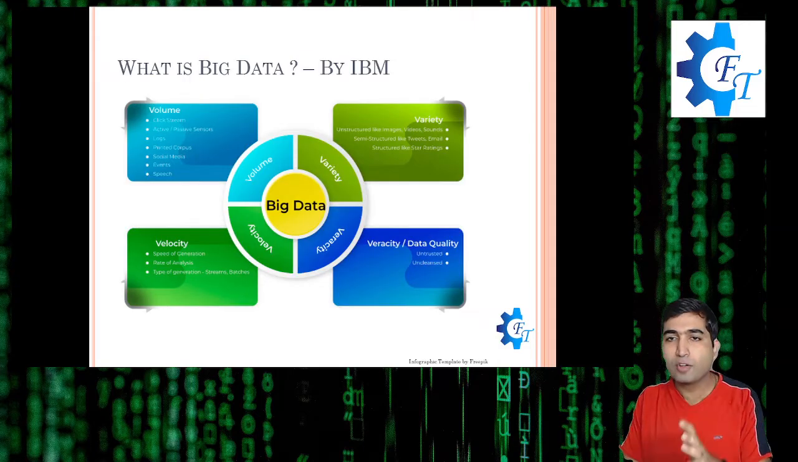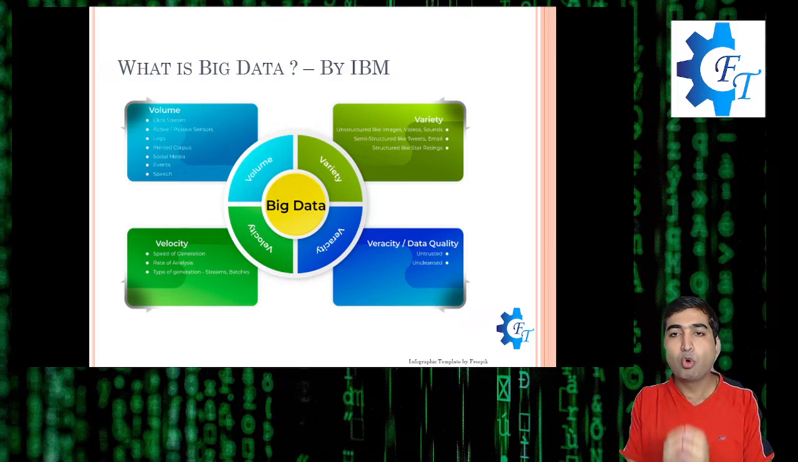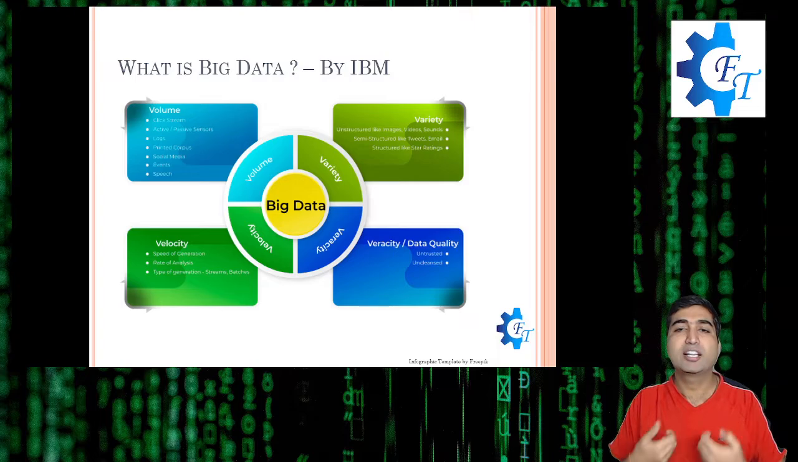So let's look at one of the easier to understand definitions, one given by IBM. If you see the screenshot in front of you, IBM states big data consists of 4 parts: volume, variety, veracity, and velocity. Now, what is volume? Volume is nothing but the amount of data that is being generated.